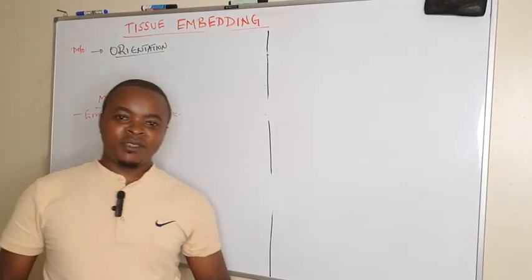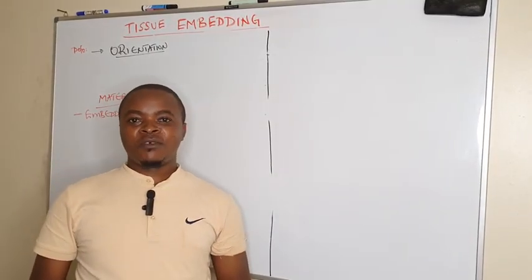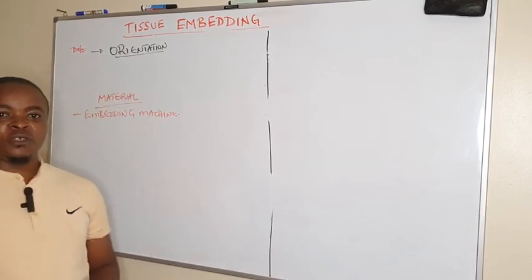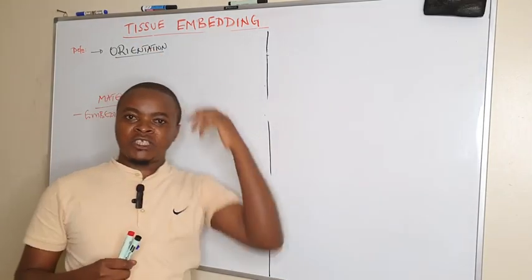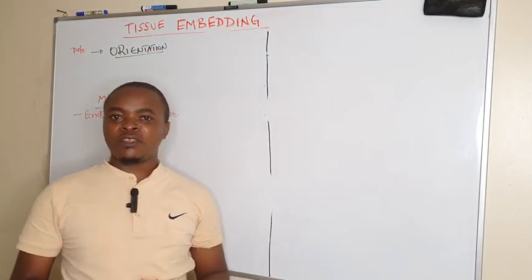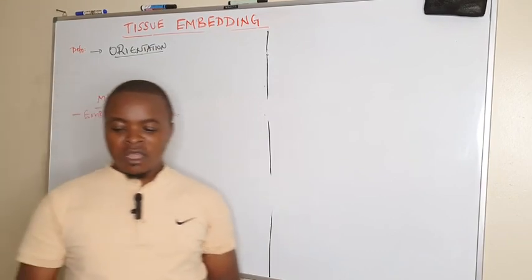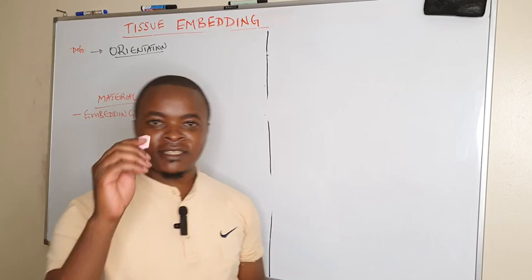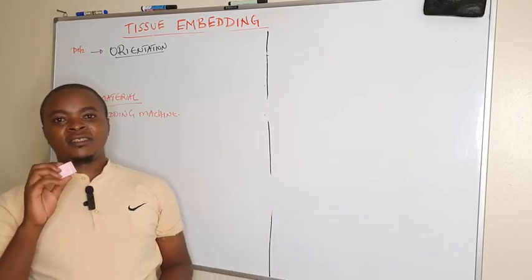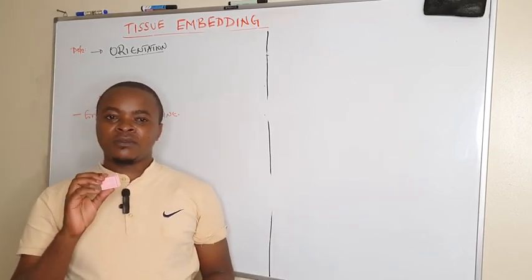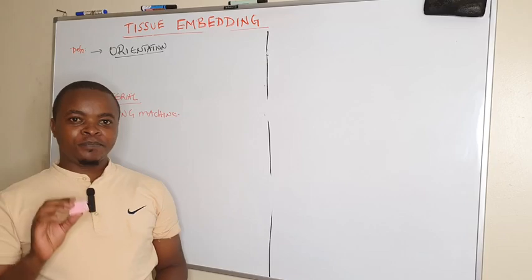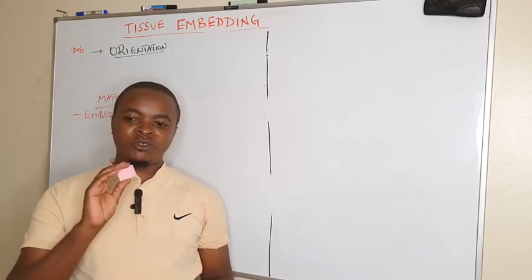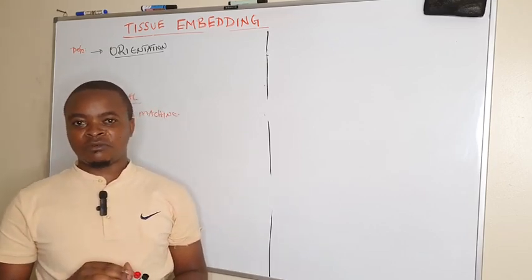In today's video at Medical Sciences, we want to discuss tissue processing, and specifically tissue embedding, which is a continuation of tissue processing. After we have processed the tissue and obtained it in a tissue cassette, the next step is to embed. And what is embedding? It is providing a solid medium to provide firm attachment to enable sectioning of the tissue.